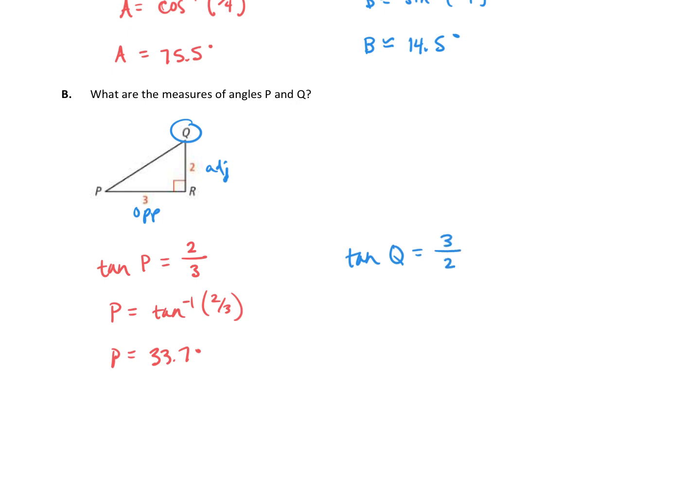Because we're trying to find an angle, we use our inverse tangent function. So our angle Q is equal to the inverse tangent of 3/2. We grab our calculators and we type that in, rounding to the nearest tenth. That is a 56.3 degree angle.